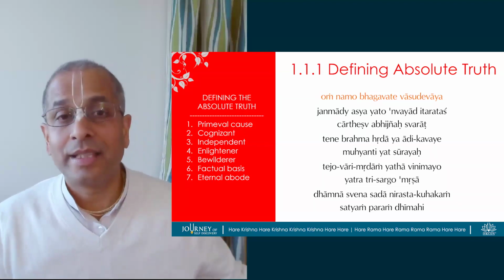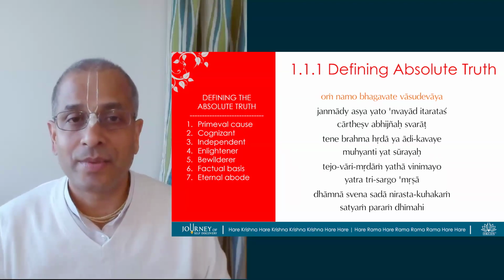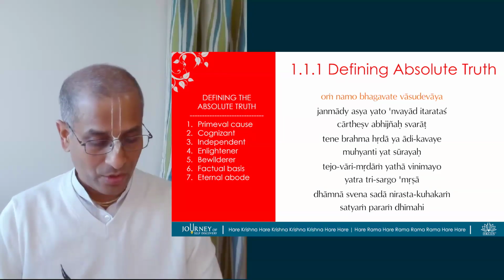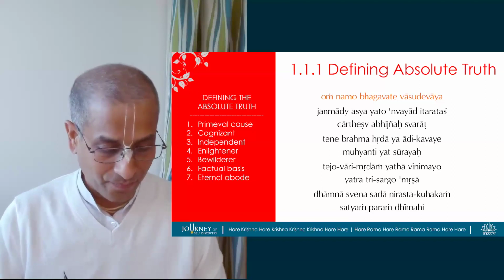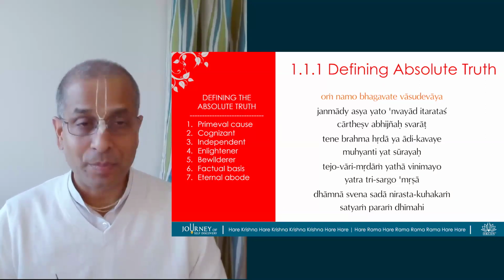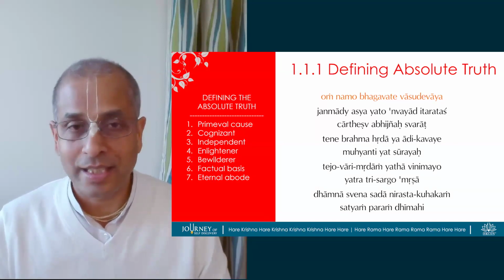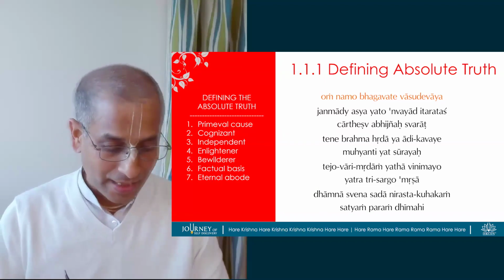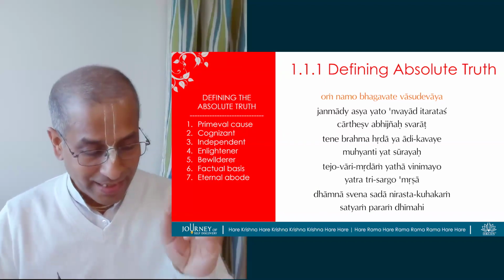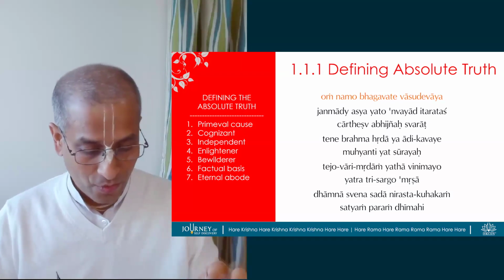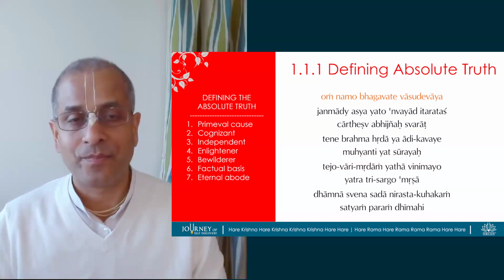And then it also talks about the internal potency. The last point was Dhamna Svena Sada Nirasta Kuhakam. I'm referring to this Bhagavad Subodhini, page 29, where all of these points are explained. So the seventh point is Dhamna Svena Sada Nirasta Kuhakam. He is eternally existent in the transcendental abode, which is forever free from illusion.